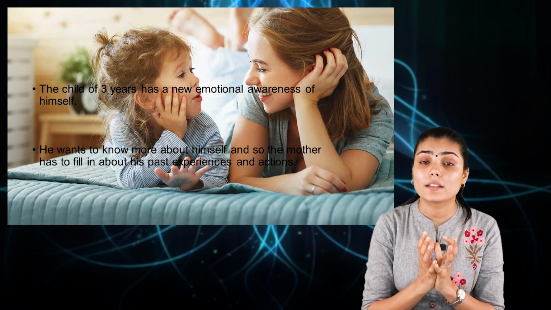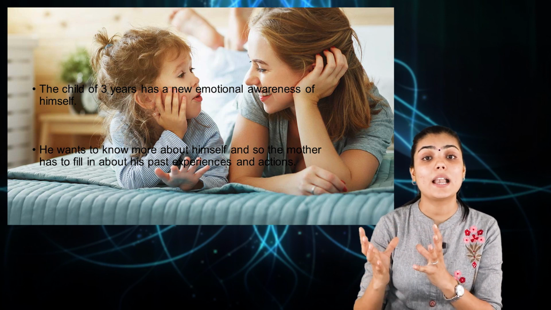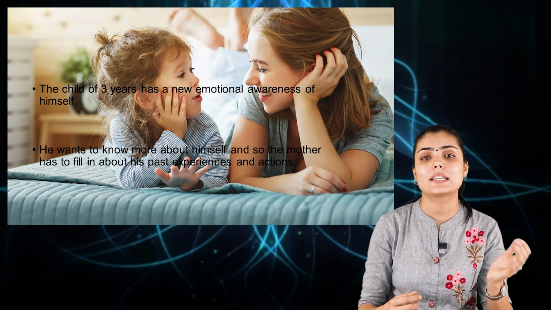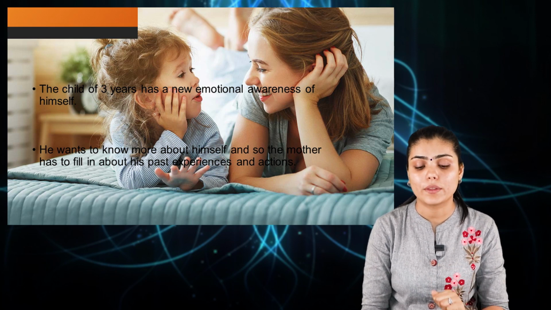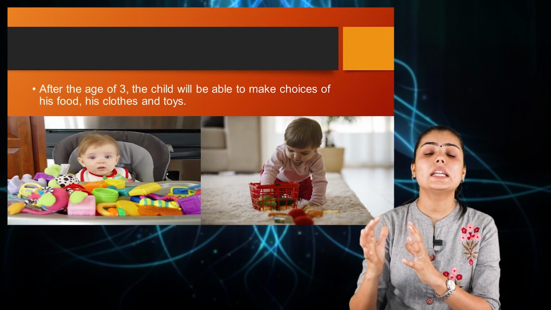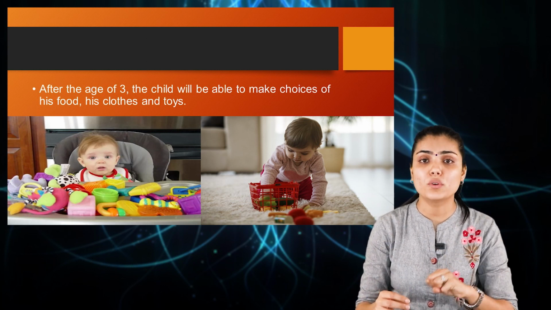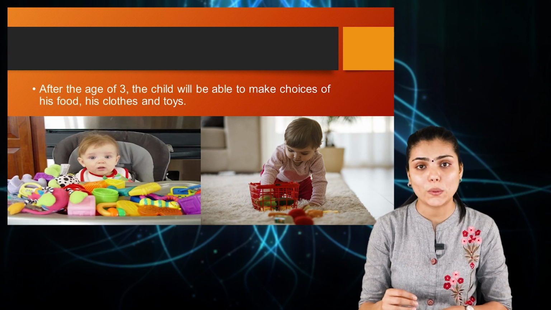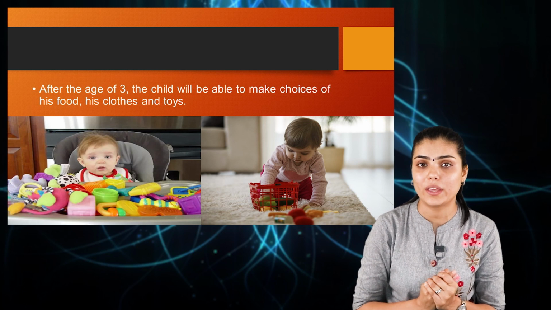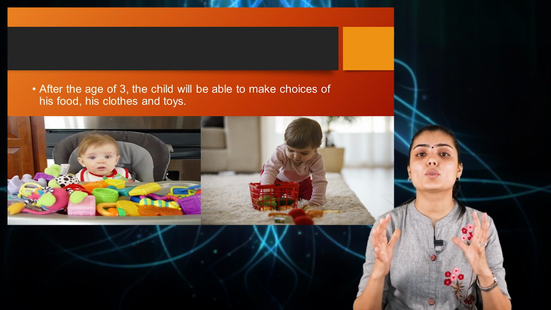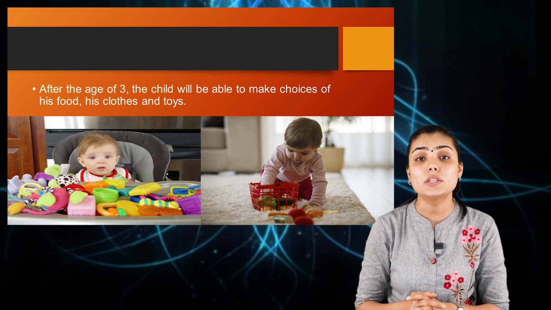So by the time the child reaches 3 years old, the child wants to know about his past experiences or what he did prior to this particular age. As the child reaches 3 years, the child will also be able to make choices about his food, the kind of food he or she wants to eat, the kind of clothes they want, or the kind of toys they want to play with. So this is the social development of a child, right?